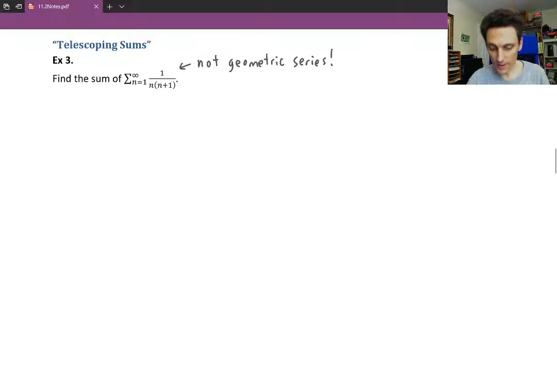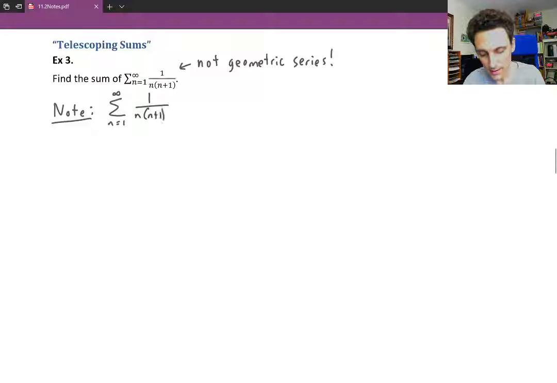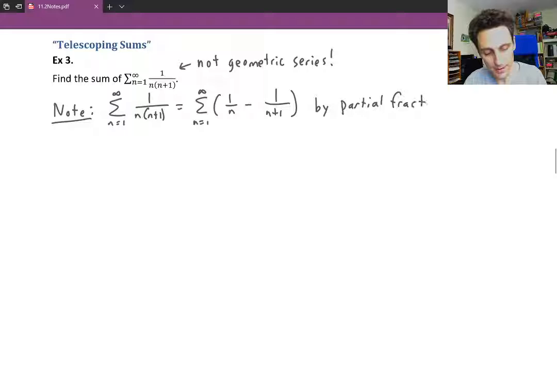But the way we're going to figure this out is we're going to take the inside fraction and use partial fraction decomposition to break it up into two fractions that are subtracted. So I'm going to write this as a separate note, and you can verify this for yourself, that the original series can be rewritten as the series 1 over n minus 1 over n plus 1. And this, again, you can do by partial fractions. Partial fraction decomposition.